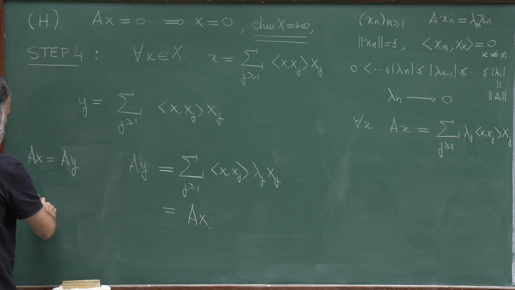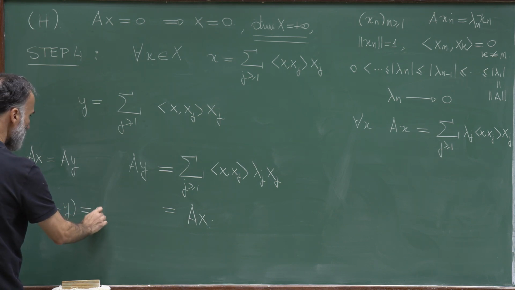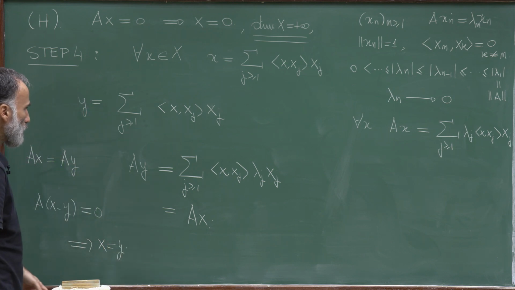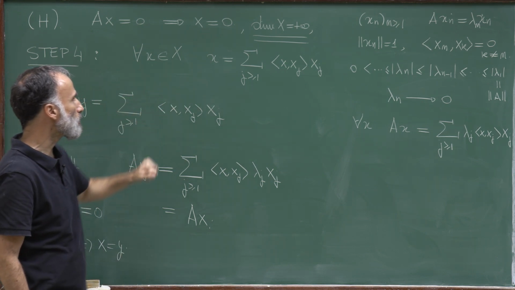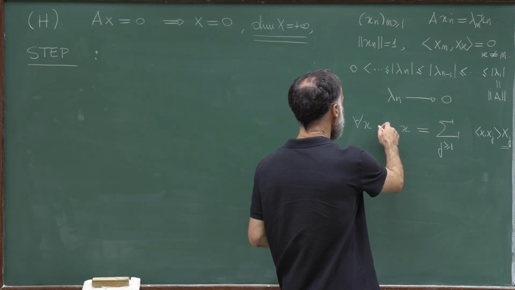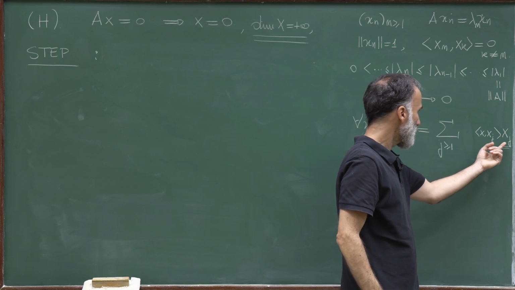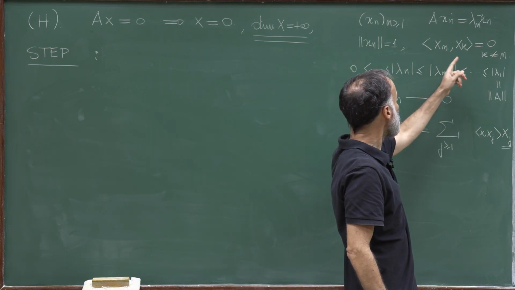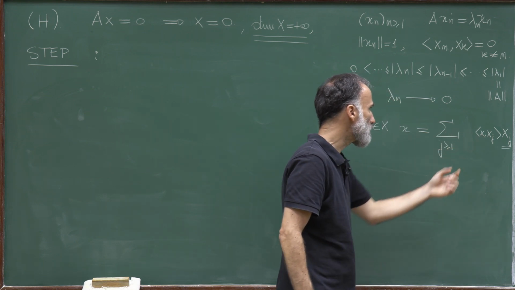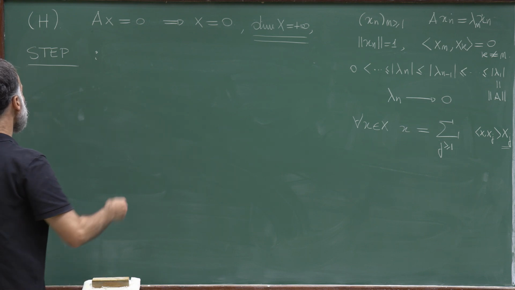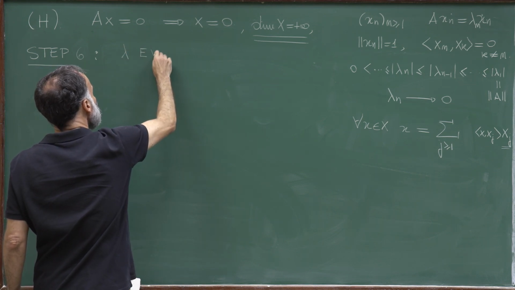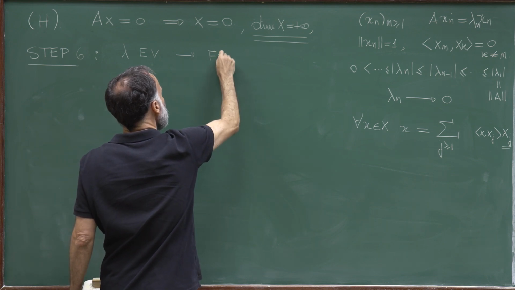And this means that a of x minus y is equal to 0, and it follows from our condition that this implies that x is equal to y, which proves that this infinite sum is indeed equal to x, and this is what we wanted to prove. So I wrote what we just proved. We proved that for any x in X, x can be represented on the basis xj by this infinite sum. So this means that xj is an orthonormal basis of our space, since any element can be written on that basis in this way. So the last step in our proof is to show that if I take lambda an eigenvalue, then it has finite multiplicity.